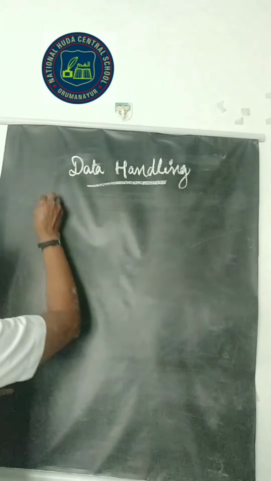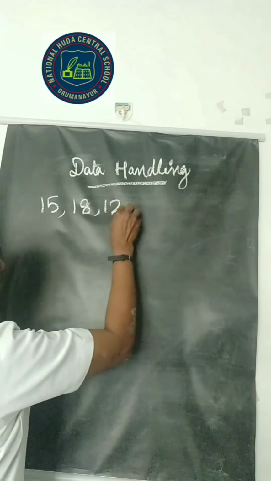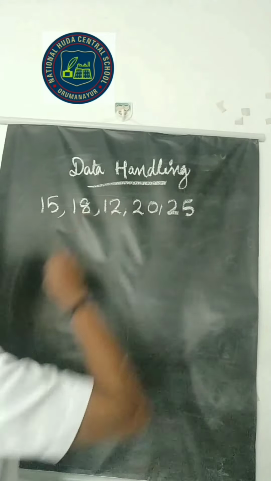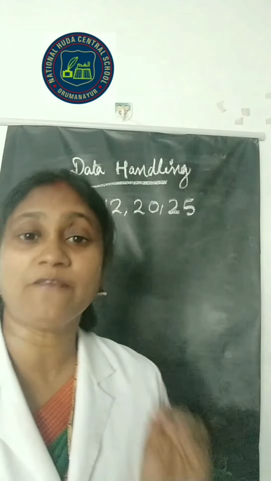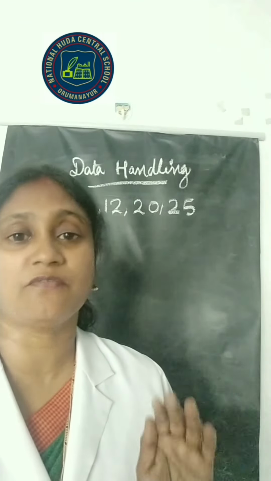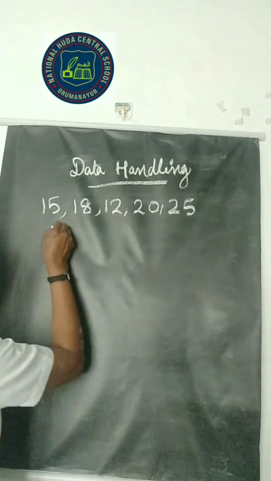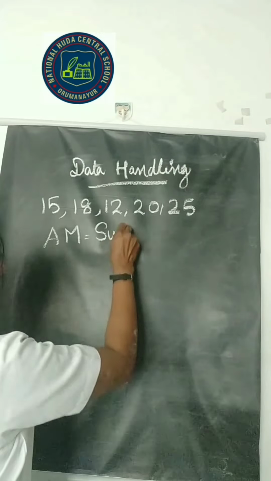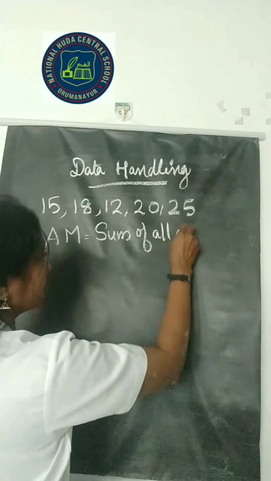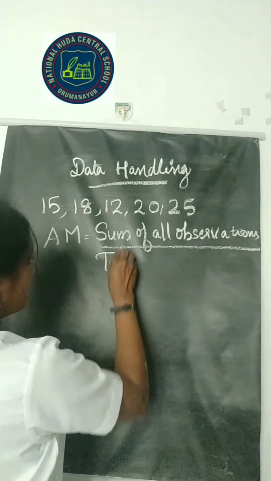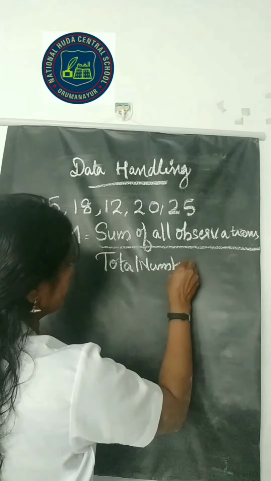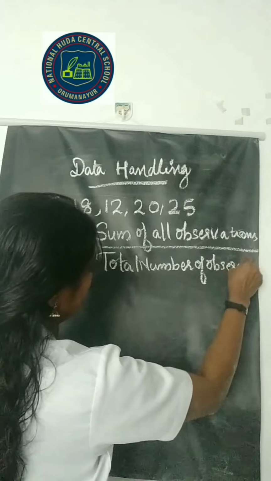The first question: a child got the following marks for a test conducted in the school. The marks are 15, 18, 12, 20 and 25. Calculate the arithmetic mean of these marks. We know that the formula for finding the arithmetic mean is AM equals sum of all observations divided by total number of observations.